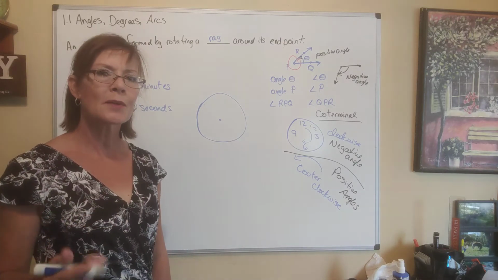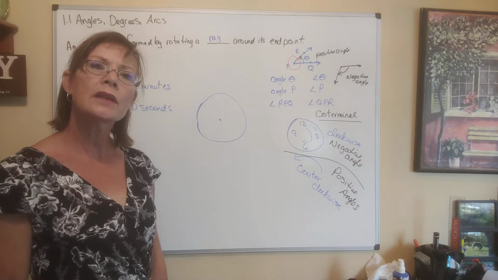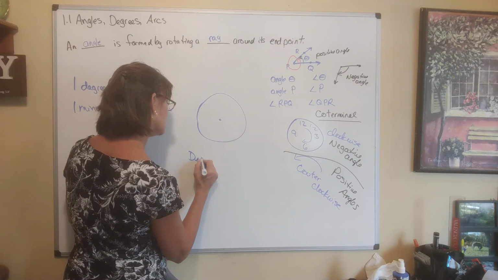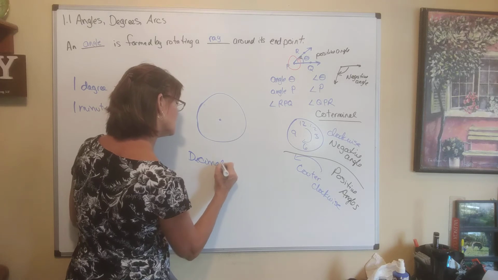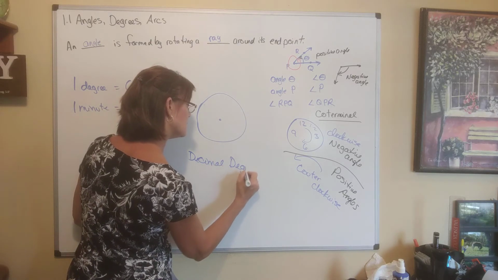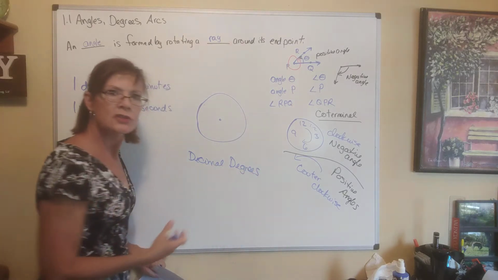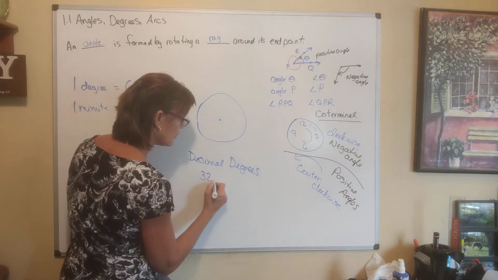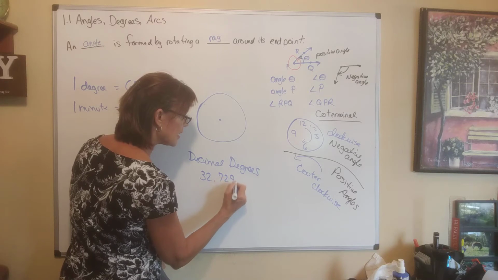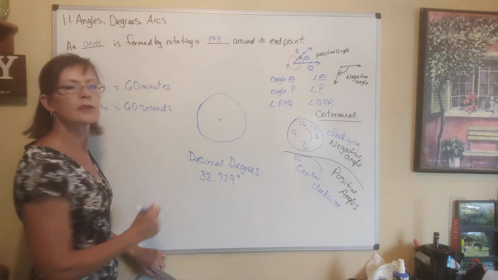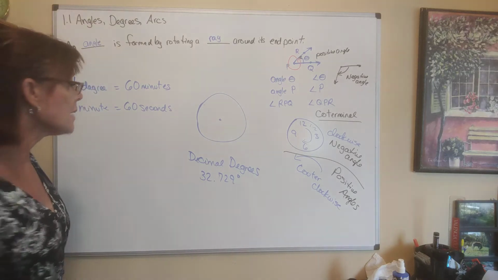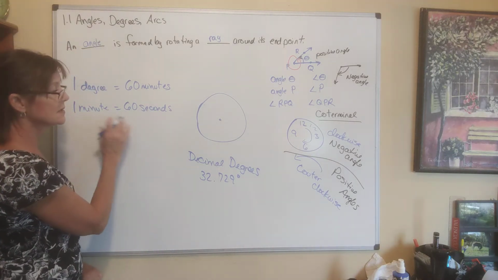There's 2 ways we talk about parts of the degree. One is decimal degrees, a fraction of a degree. So for instance, we could have 32.729 degrees. This is part of a degree. This is called decimal degrees. Another way we could describe that would be in minutes and seconds.